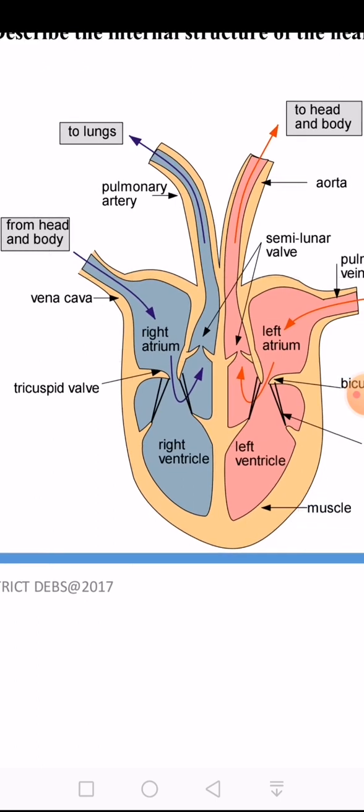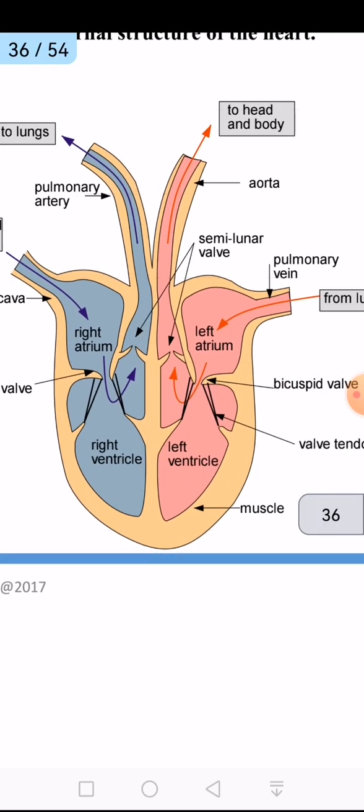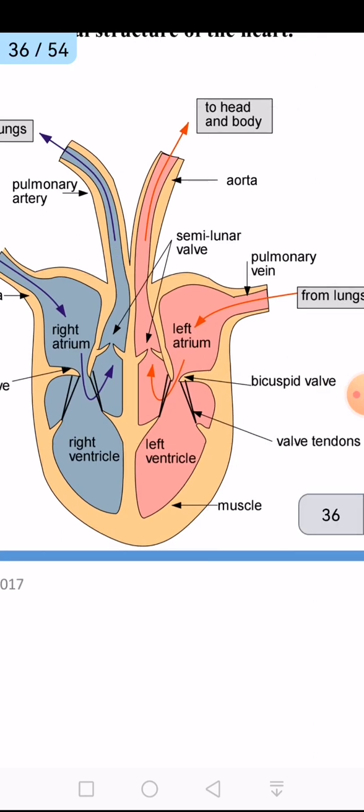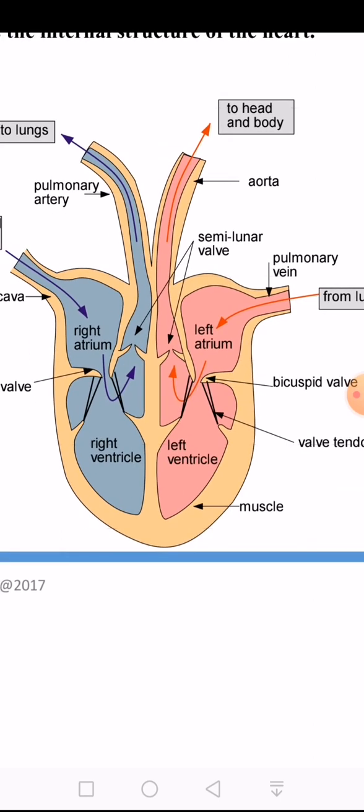Now in this heart, we have valves: the tricuspid valve, the bicuspid valve, and the semilunar valve. The function of the valve is to prevent the backflow of blood.